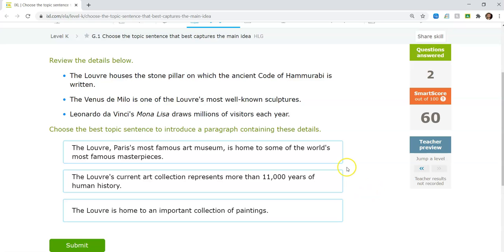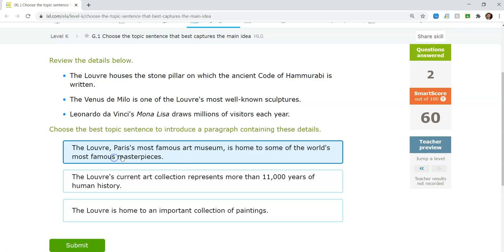Once you get to 60, it might be a little bit more difficult. The Louvre houses the stone pillar on which the ancient code of Hammurabi is written. The Venus de Milo is one of the Louvre's most well-known sculptures. Alright, so I've already seen the Louvre twice here. And they're talking about different exhibits. Leonardo da Vinci's Mona Lisa draws millions of visitors each year. Not exactly sure what that's going on about, because it doesn't say the Louvre, but it looks like all of them are about the Louvre because they all have the answer, the Louvre.